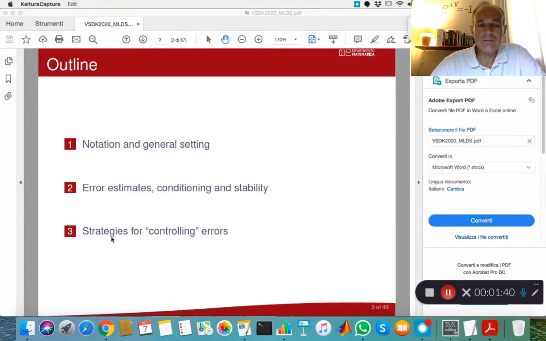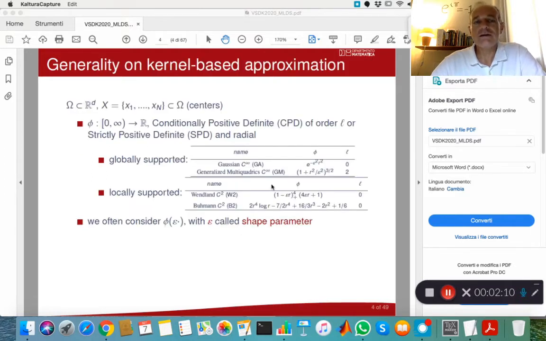Then I conclude this part providing some information about the strategy for controlling the errors in a kernel-based approximation, which turns out to be a particular implementation of a radial basis approximation. This topic of controlling the error is very important, mainly based on the so-called shape parameter. But now we start introducing what is the main interest of this approach.